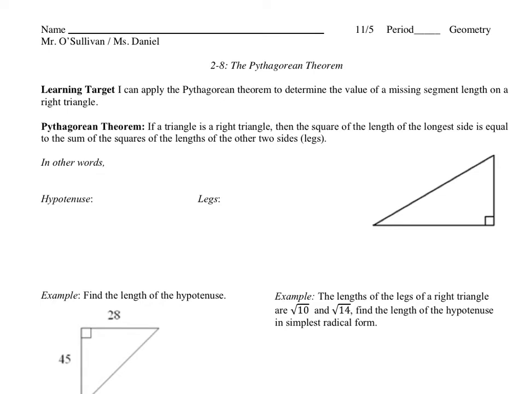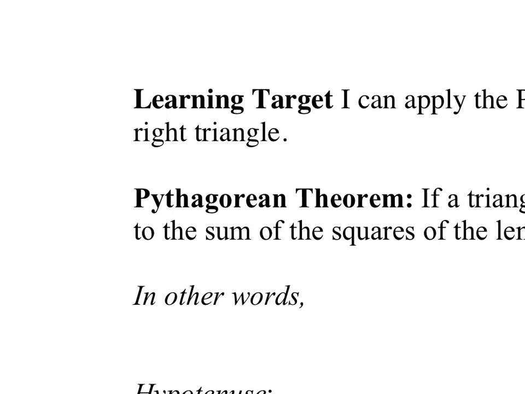So bear with me. Today's learning target is I can apply the Pythagorean theorem to determine the value of a missing segment length on a right triangle. That's actually a very important thing, the right triangle. It can only be used on right triangles.